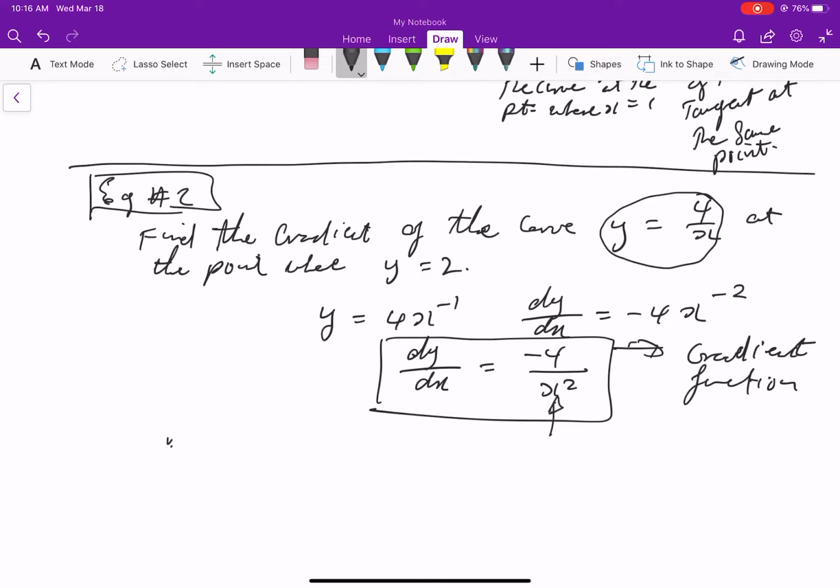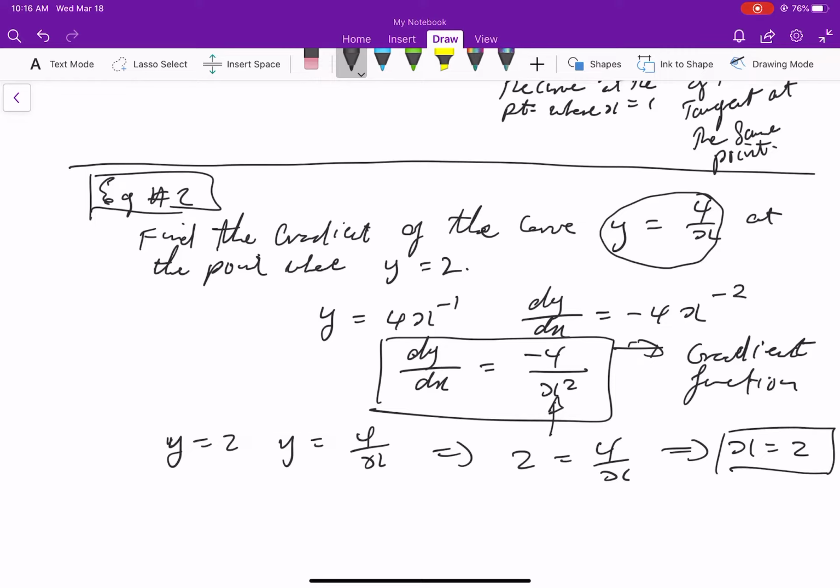When y is equal to 2, we know that y is equal to 4 upon x, and therefore we can say that 2 is equal to 4 upon x. Everybody can do that transposing. That's a little bit of algebra. You should end up with x is equal to 2. So at the point where y is equal to 2, x is also 2. By the way, that just happens to be the case in this example, where both x and y have the same value. So don't go about thinking that that's generally true.